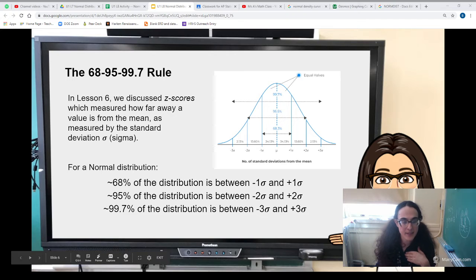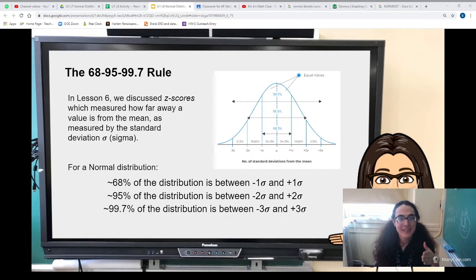So the last number is, what if we go out 3 standard deviations? In lesson 5, we actually used this as a way of testing for outliers. We said that if you go out to 3 standard deviations or more, you can pretty safely call things outliers. And here we can see why, because 99.7% of the distribution should be somewhere between -3 sigma and +3 sigma. 3 standard deviations below, 3 standard deviations above.